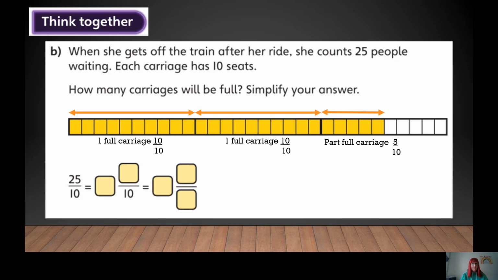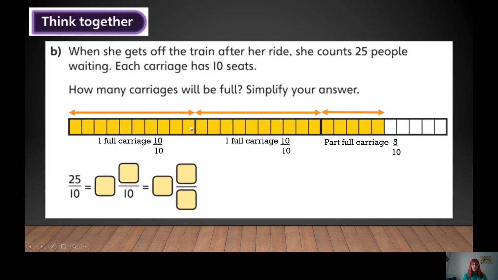And that would be written as a fraction as 5/10. So we have here 2 full carriages and 5/10. So 2 and 5/10. Okay, so what's this down here? Oh, Olivia's written her problem here as a fraction that's top heavy. In other words, an improper fraction showing 25 tenths. And what we've been able to do is to convert that into a proper fraction, a mixed number, where it shows the full number of wholes, the carriages that are completely full, and the fraction.